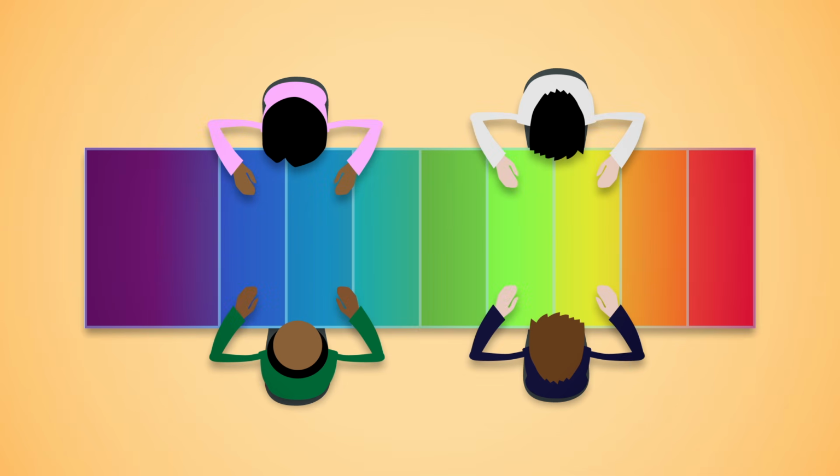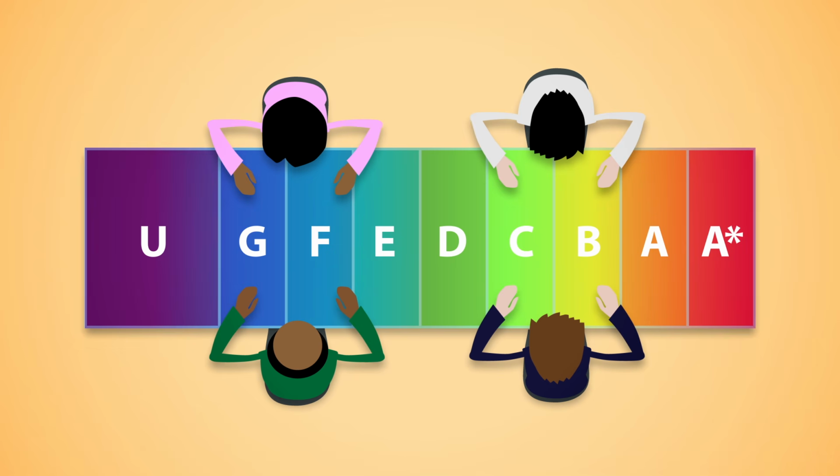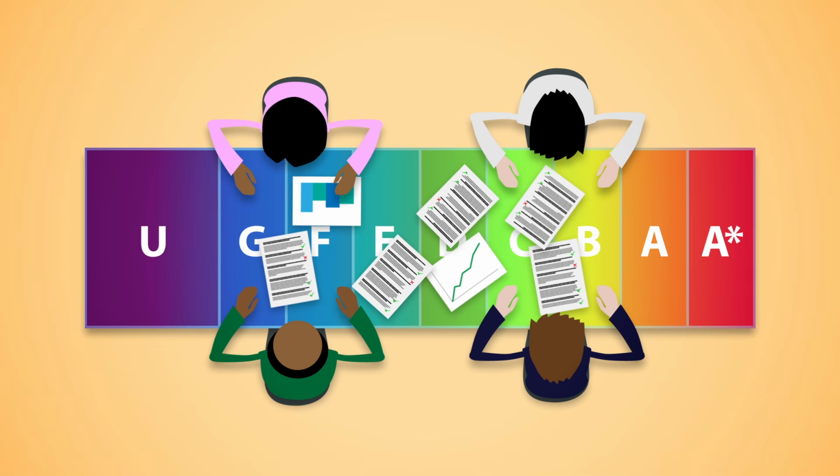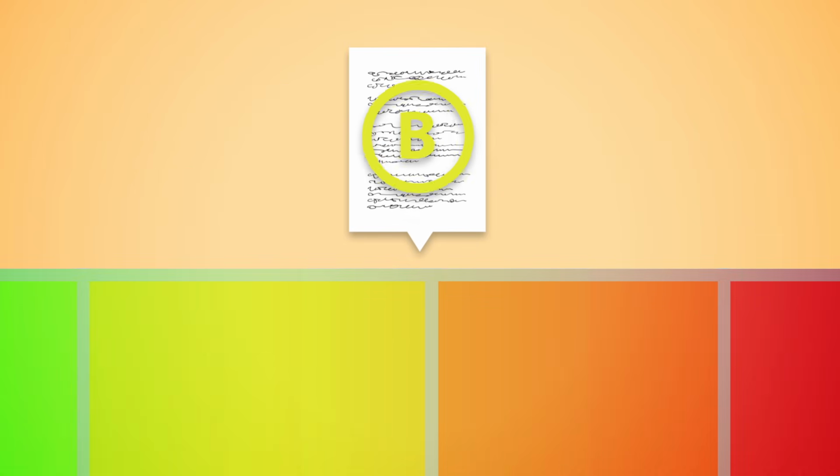We turn marks into grades by using grade boundaries. Grade boundaries are the minimum marks you need to achieve a grade. We use a mixture of statistical evidence and expert judgment to agree the grade boundary. We set boundaries in the right place so you don't get a lower grade just because the paper you sat was more difficult than last year's.